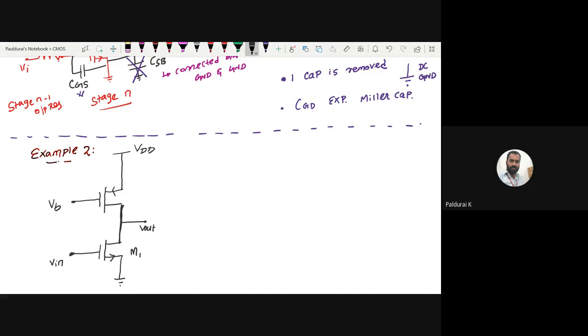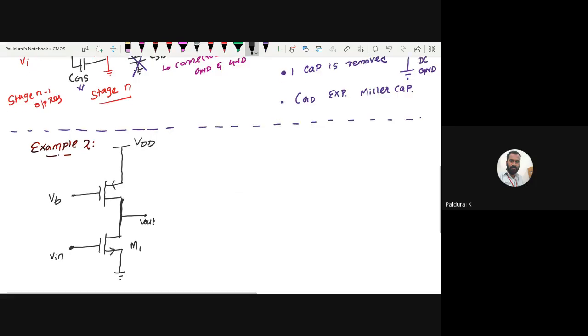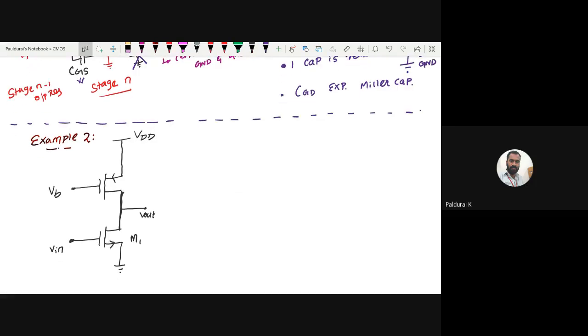The question is find all the capacitors. Very simple. This is just for our understanding. They will not ask examples like this in the exam. Find all the capacitors. This is just we are building the fundamentals. Okay. Now take this is M2.